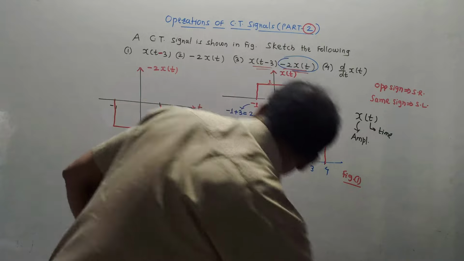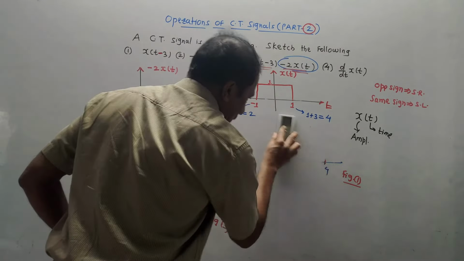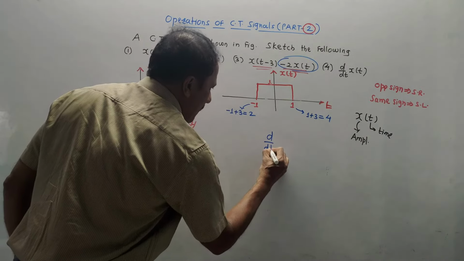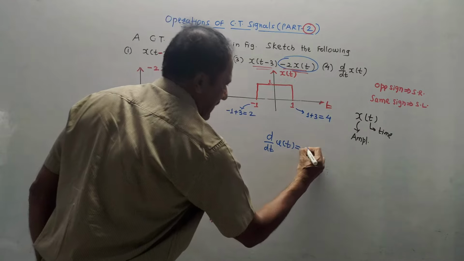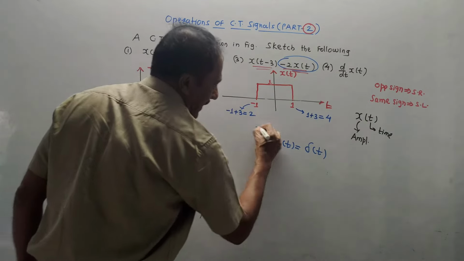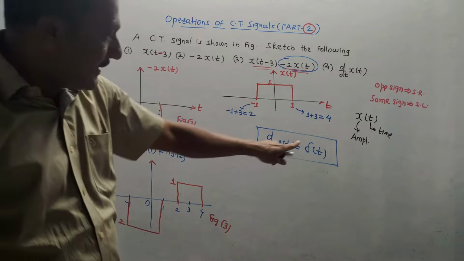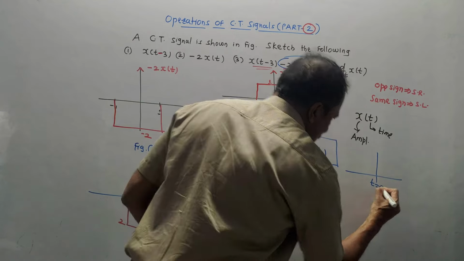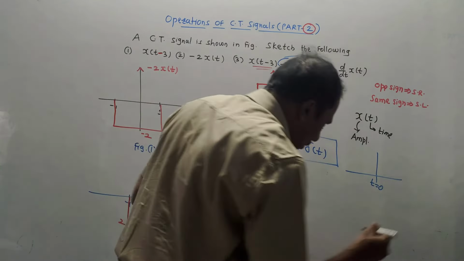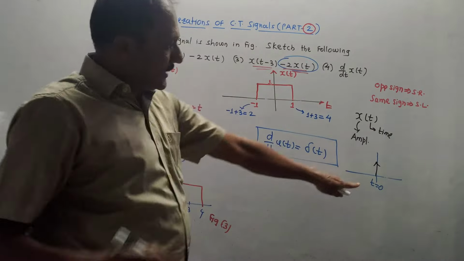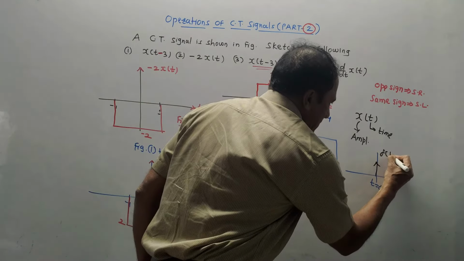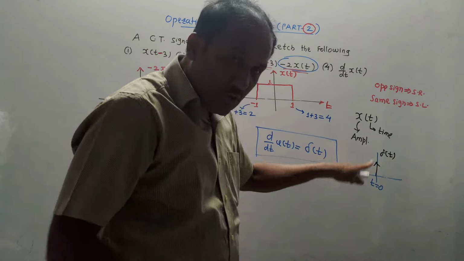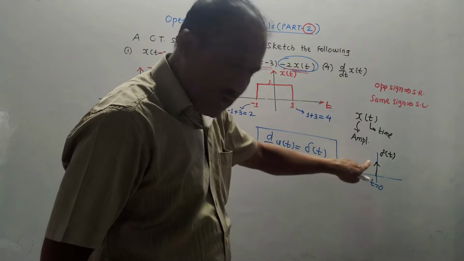Now the last part, d by dt of x of t. Make the thing simple. I will tell you the simple rule while performing the derivative. Do remember the basics. D by dt of u of t, where u of t is a unit step, is a delta function. Do remember this formula. Derivative of unit step is a delta function. And recall the things. Delta function is like this. At t is equals to 0, it is shown by an arrow like this. So this diagram is known as delta t, which is present only at t is equals to 0. Its area is very small and its amplitude is assumed to be unity. So it is shown by an arrow.